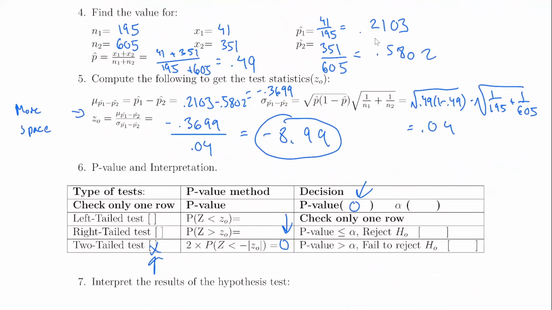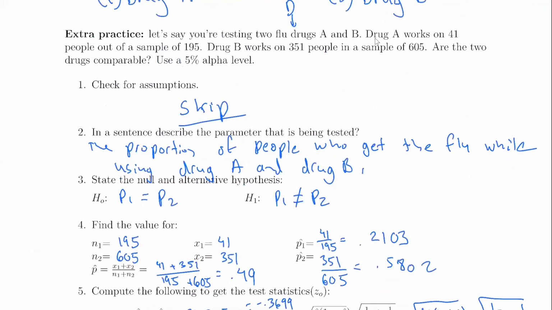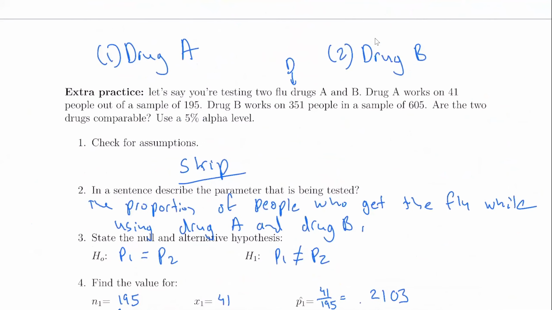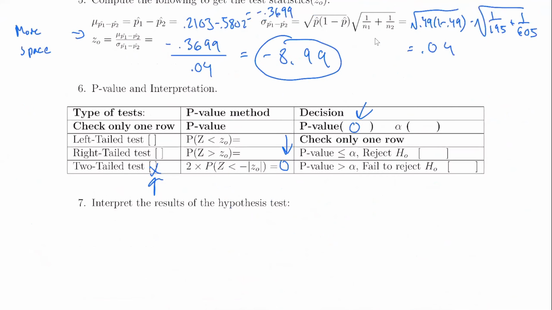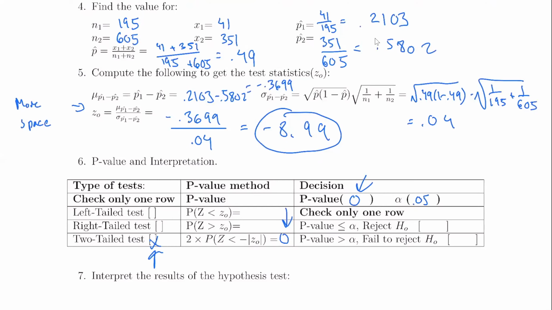So no matter what my alpha is, any alpha I choose should be bigger than 0. So let's see what alpha did we get. If you look at it, we got a 5% alpha level. So you get 0.05. So if you look at 0.05, if you look at 0, 5% should be bigger than 0. So for this one, we'll say reject.